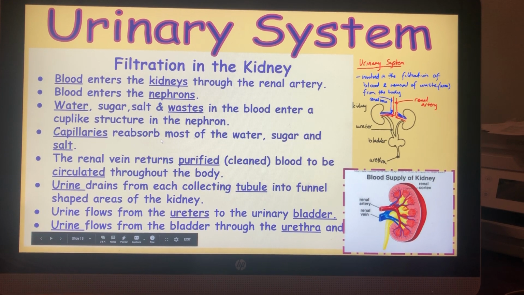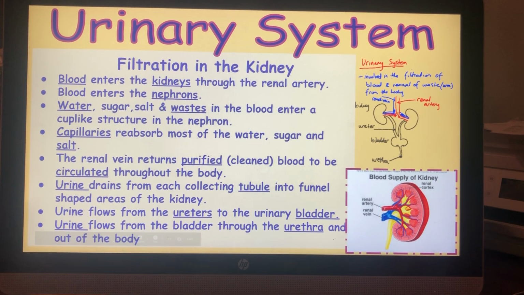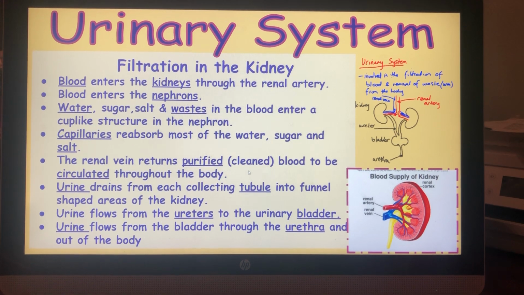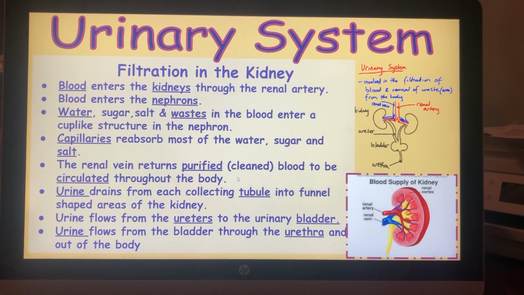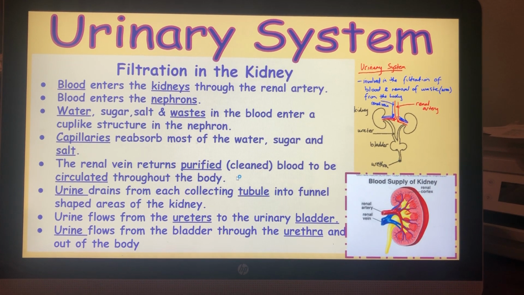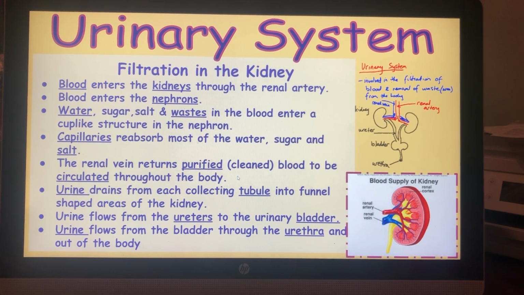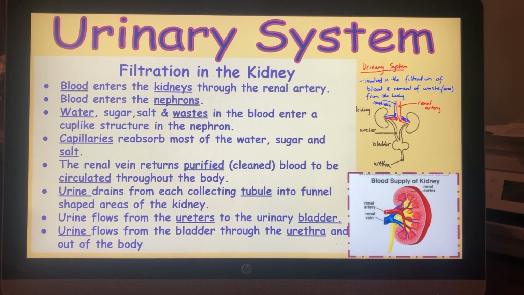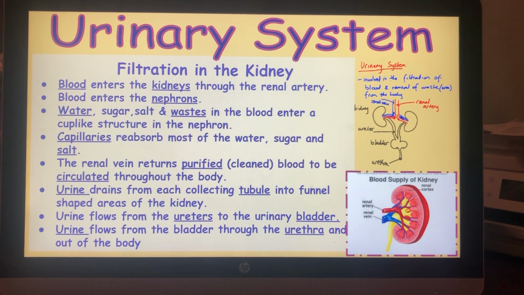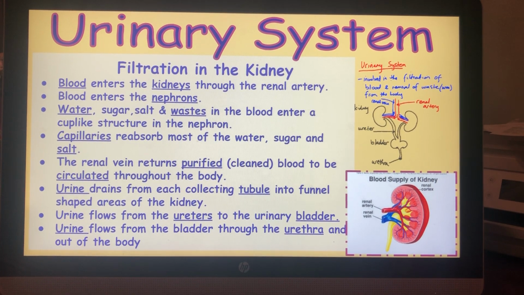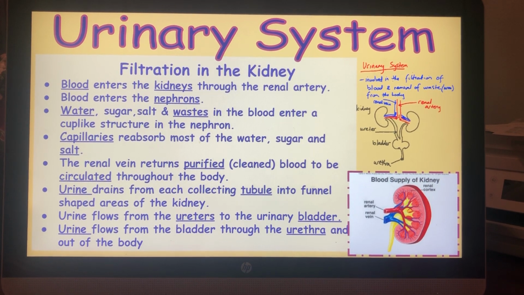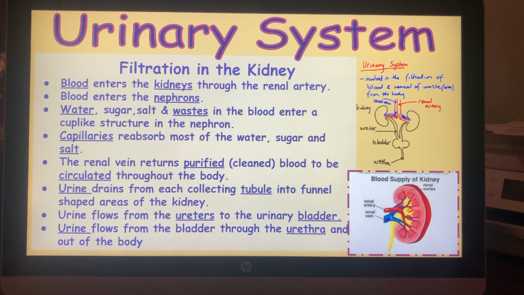So after the capillaries reabsorb most of the water, sugar, and salt, the renal vein returns purified, clean blood to be circulated throughout the body. Urine then drains from each collecting tubule into funnel-shaped areas of the kidney. The urine flows from the ureters to the urinary bladder. The urine then flows from the bladder through the urethra and out of the body.